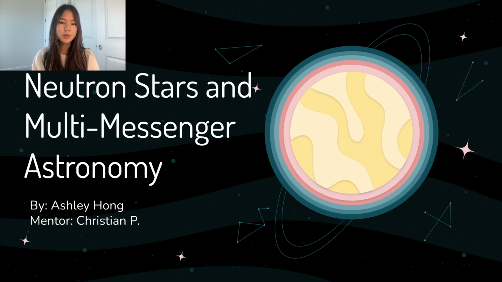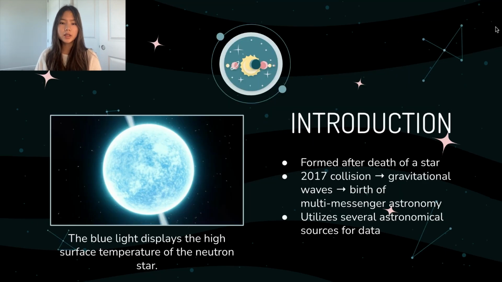My mentor was Christian, and today I'm going to present about neutron stars and multi-messenger astronomy. Neutron stars are really exotic, and in 2017, two neutron stars collided and released a burst of gravitational waves, and scientists detected it. This event was super unique, which I'll talk more about in detail later. And this was basically the birth of multi-messenger astronomy, which I'll also explain a little later.